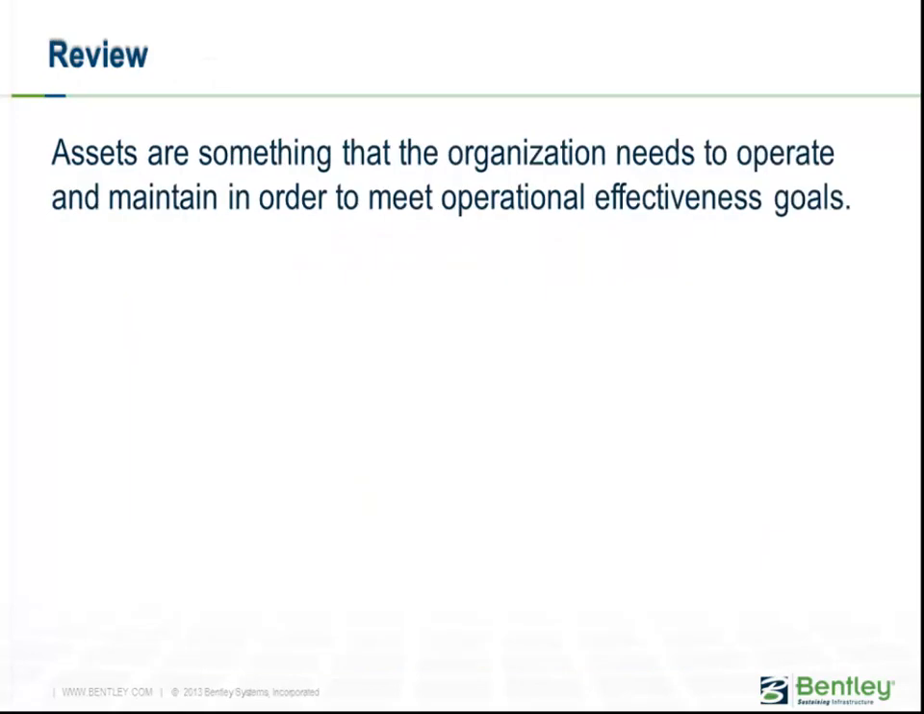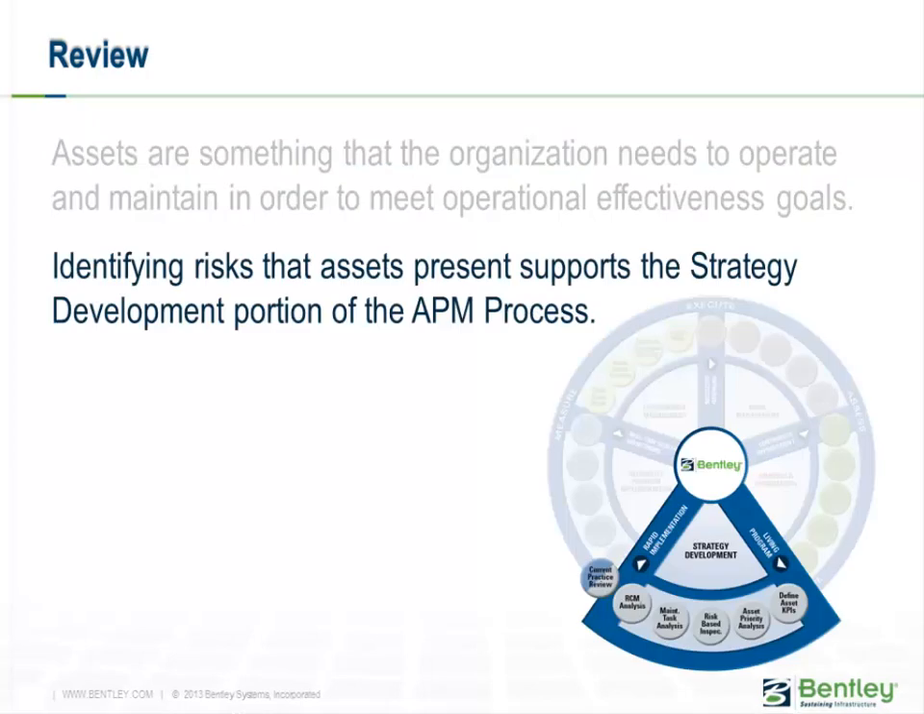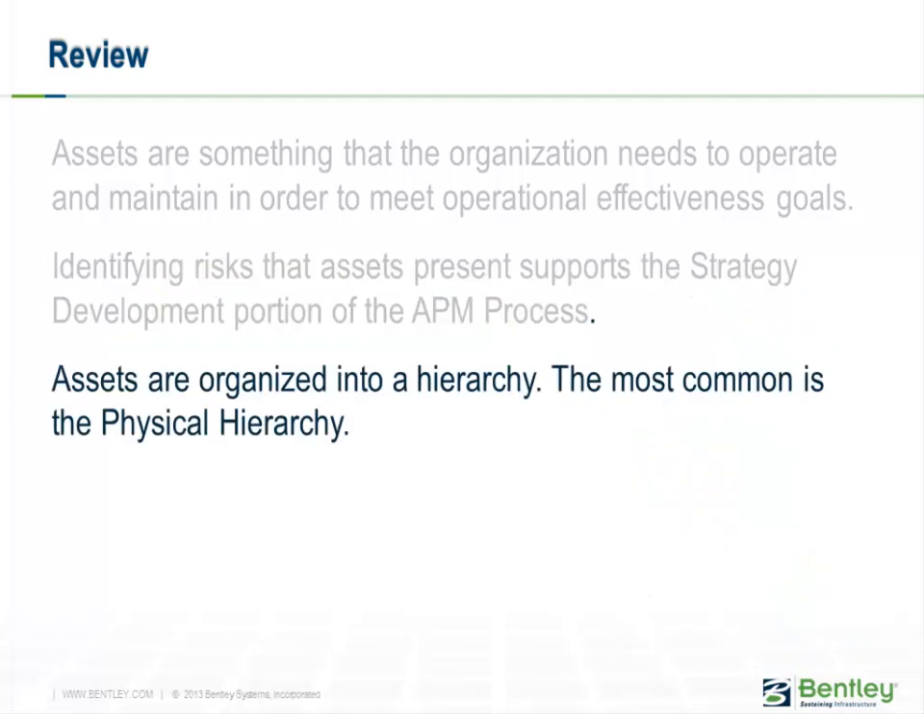Assets are something that an organization needs to operate and maintain in order to meet its operations effectiveness goals. Health conditions, indicator readings, work history, reliability data, and costs are all tracked for assets. Identifying the risks that assets present supports the strategy development portion of the APM process. Assets are organized in a hierarchy. The most common hierarchy is the physical hierarchy, but several alternate hierarchies can be set up and used.